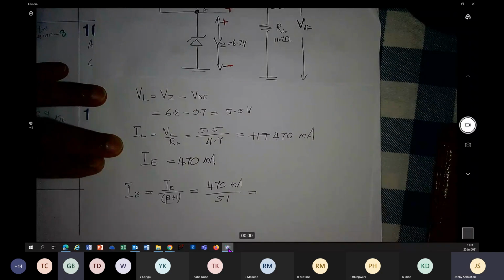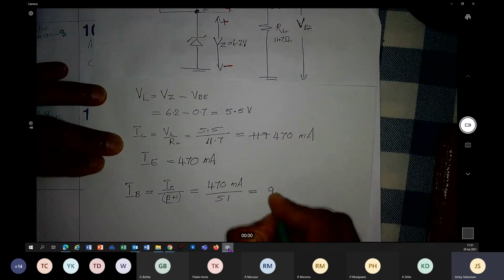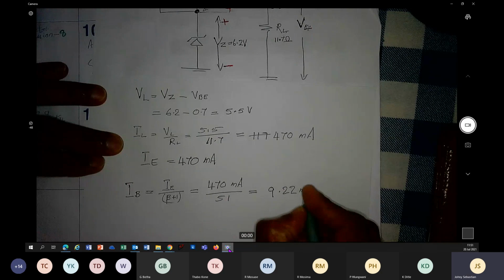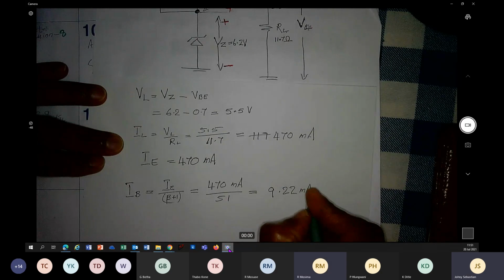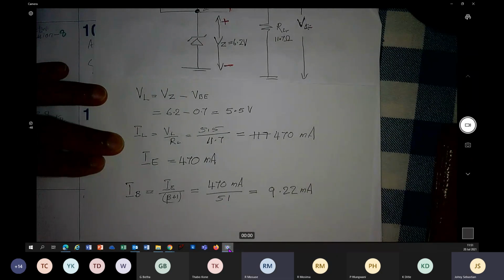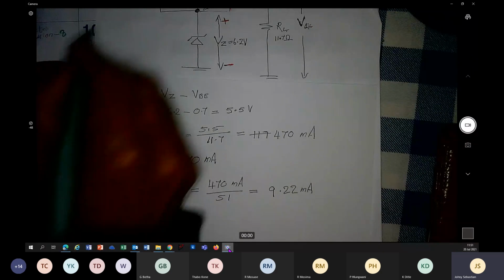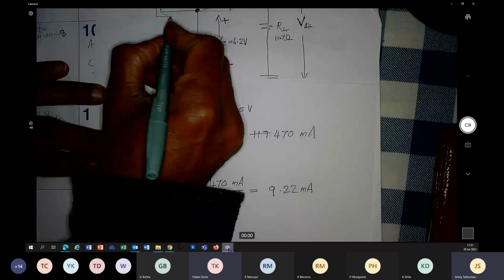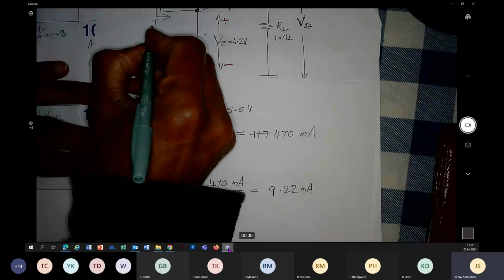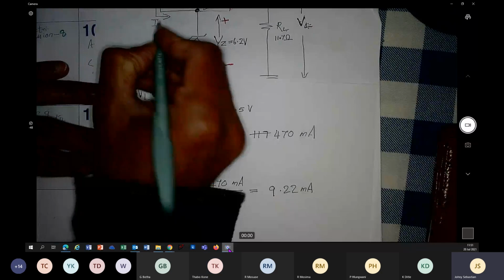So I got 9.22 milliamperes. Somebody confirm it. Yes, that's correct. So we found base current. Next, we need to find the current that is flowing through the resistance R. We call it IR. How do you find it?